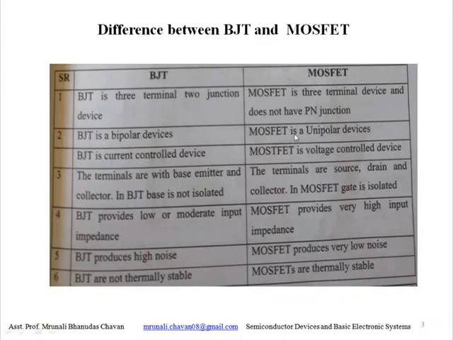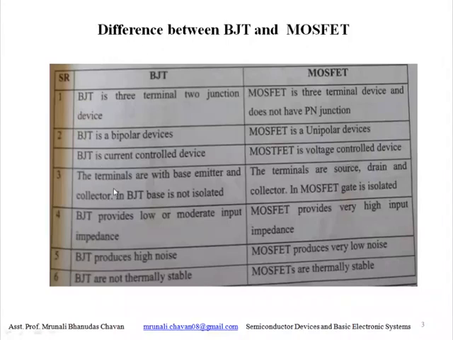What is this bipolar and unipolar? In a bipolar device, the current flows due to both charge carriers, while in the MOSFET the current flows due to only a single charge carrier. That's why it is called a unipolar device. Next, BJT is current controlled. Its base current controls the current flowing through the device, while MOSFET is a voltage controlled device, because the voltage we apply at the gate controls the current flowing through the MOSFET.